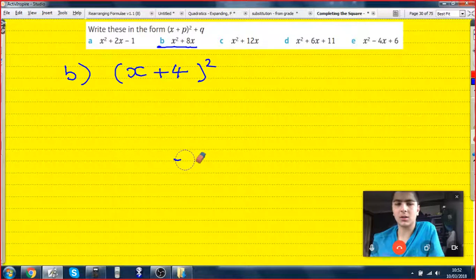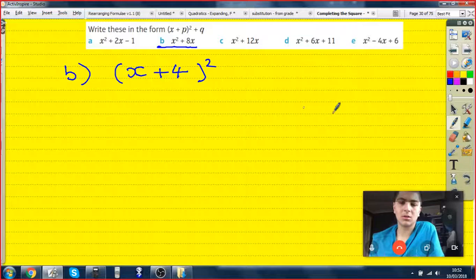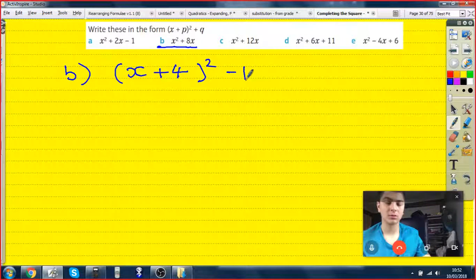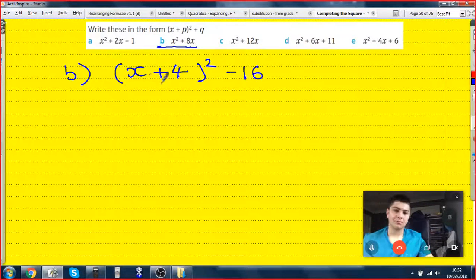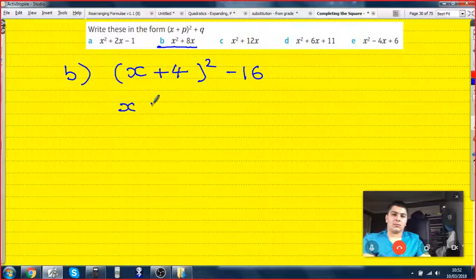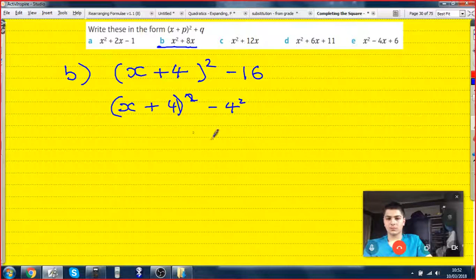That's right. So you just put minus 16 at the end to make it equal. Okay. And that's how you do it. Basically, it's in this perfect square x plus half of the b. So x plus 4 squared minus 4 squared, like minus whatever that squared is. Okay, let's try C.